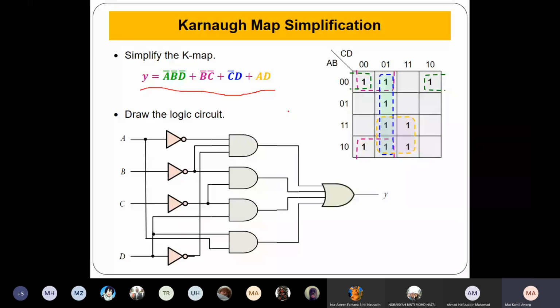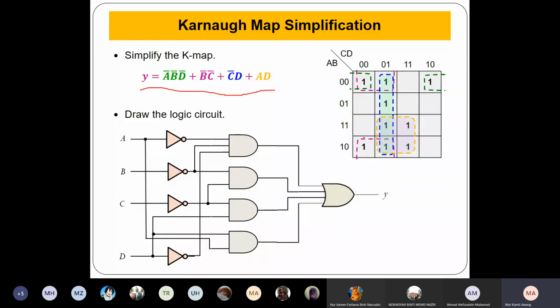So you have A, B, C, and D. So this one gives you A bar, B bar, D bar. This one gives you the B bar, C bar. This one gives you the C bar, D. And this gives you the A, D. And all sum up to become Y.